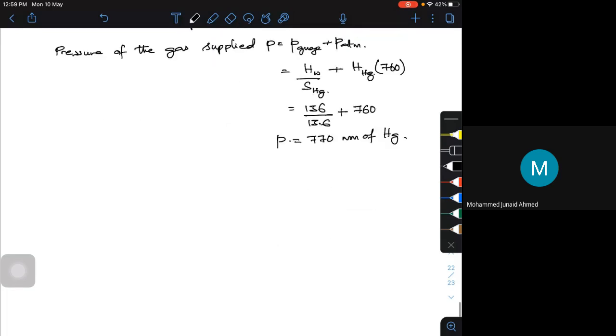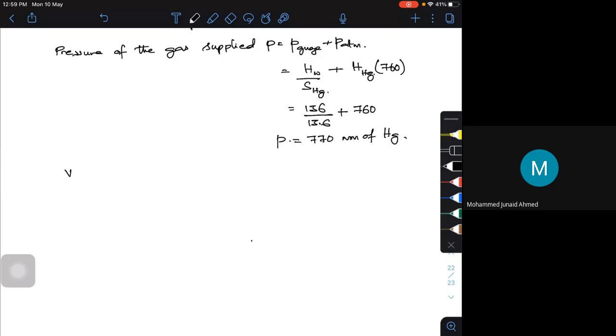Why do I need this? Because I need to calculate the volume of the gas, in meter cube per minute, that is supplied at NTP, that is normal temperature and pressure. That can be found easily, since PV is equal to a constant. So that is the volume of the gas supplied.